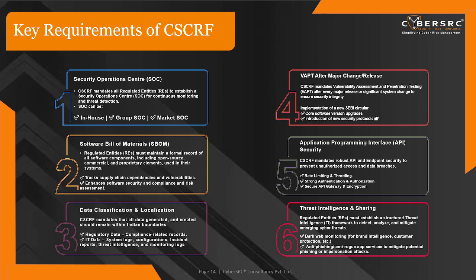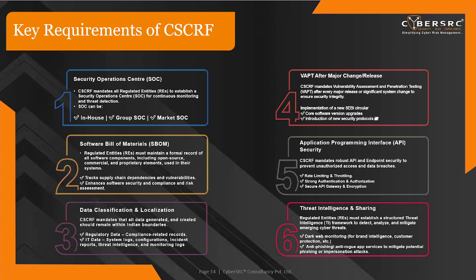Fifth is API security, that is Application Programming Interface. CSCRF mandates robust API and endpoint security to prevent unauthorized access and data breaches by implementing API security measures to ensure rate limiting and throttling, to ensure that strong authentication and authorization procedures or controls are in place. Secure API gateway and encryption-related controls are in place.